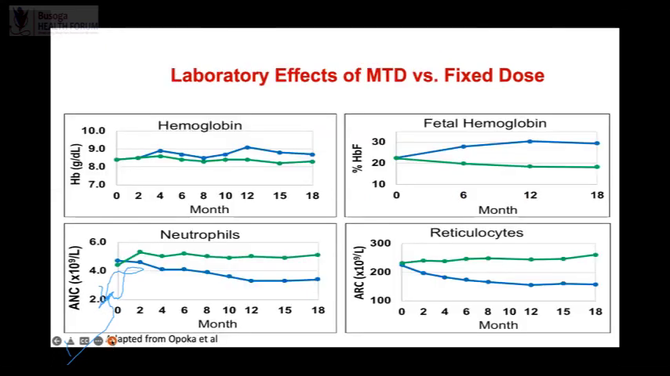And you can see from a study that was done in Uganda that patients on the maximum tolerated dose had a higher hemoglobin, they got a higher fetal hemoglobin, and the reticulocytes and the neutrophils were all lower, which is what we are actually there to see in hydroxyurea. So if you can escalate the dose, please do.